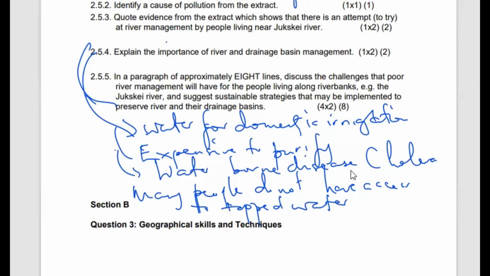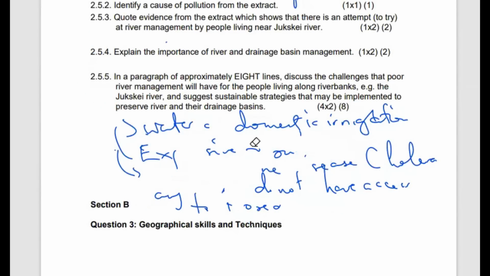Right, we'll move on to the next question. In a paragraph of approximately 8 lines, discuss the challenges that poor river management will have for the people living along river banks, e.g. the Jackski River. Suggest sustainable strategies that may be implemented to preserve their drainage basins.